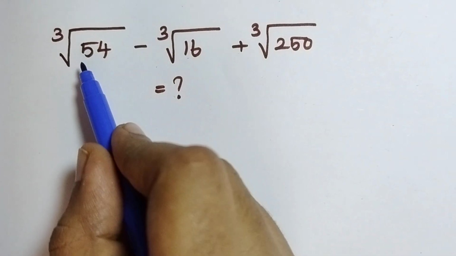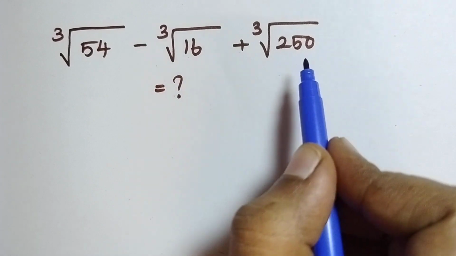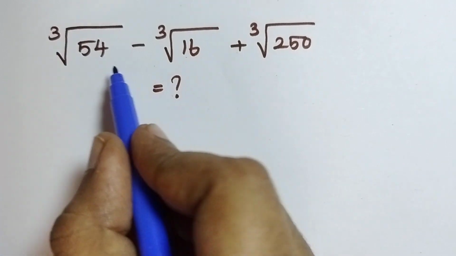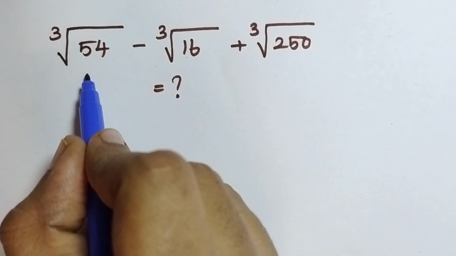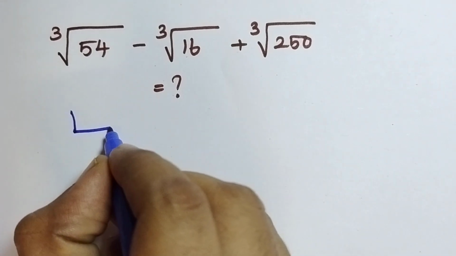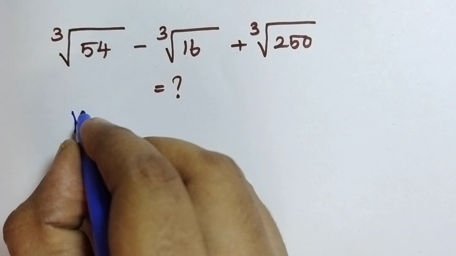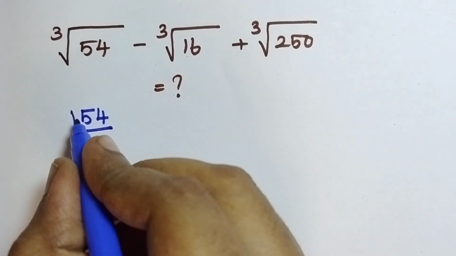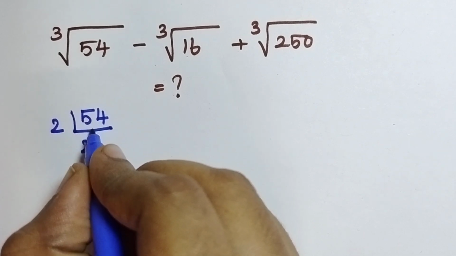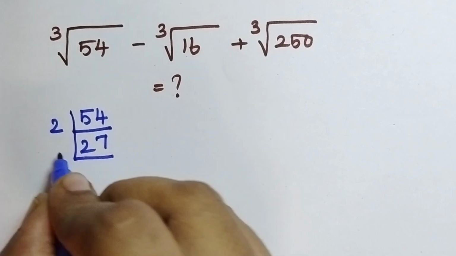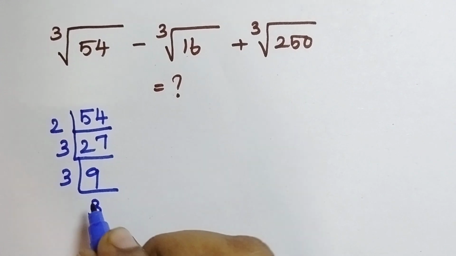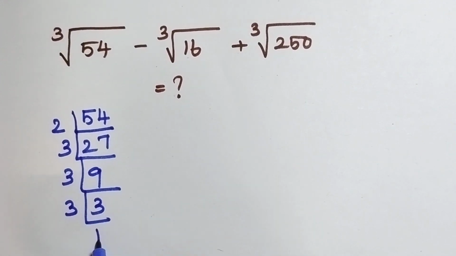They have given the cube root of 54, plus or minus the cube root of 16, and the cube root of 250. Before we solve this, I'm going to split 54. How can we split this? As usual, move to the LCM method. So 2 2s are 4, balance 1, 7 2s are 54. Similarly, 3 9s are 27, 3 3s are 9, and 3 and 1.